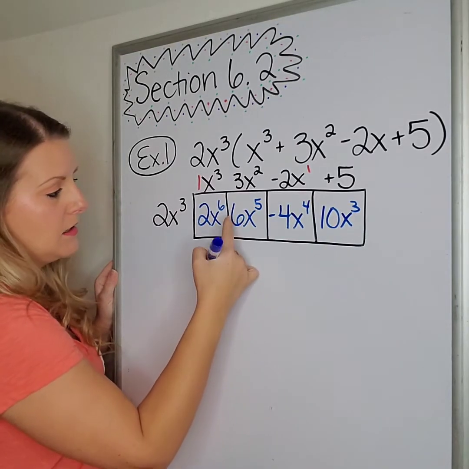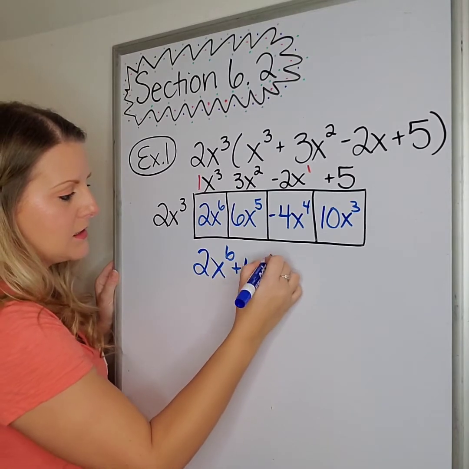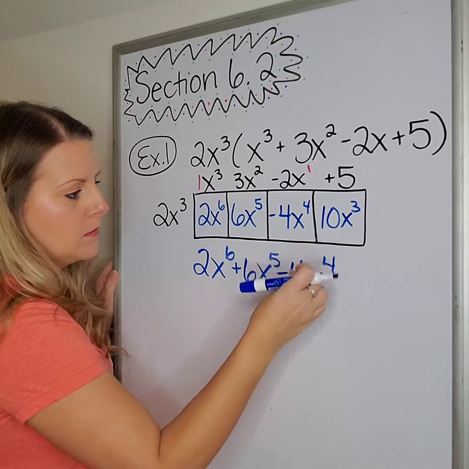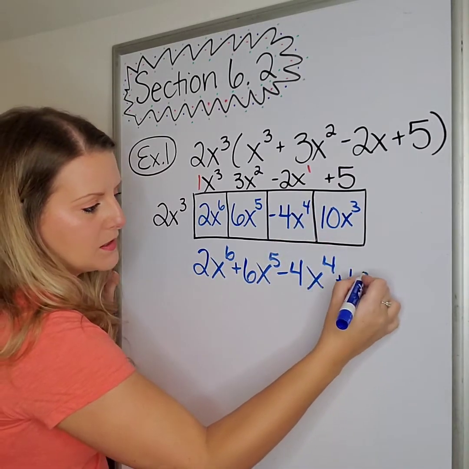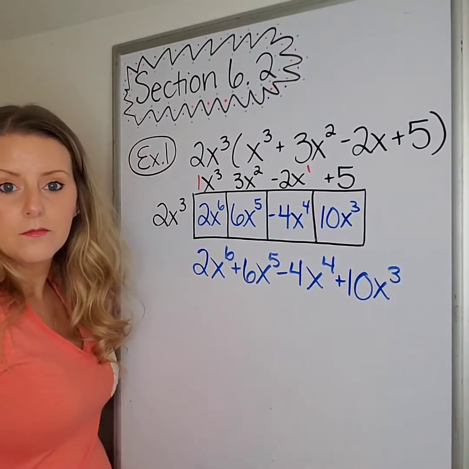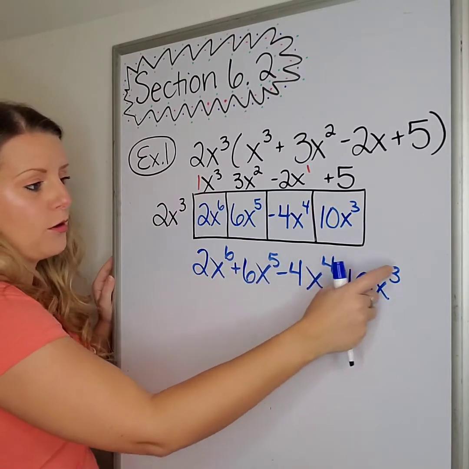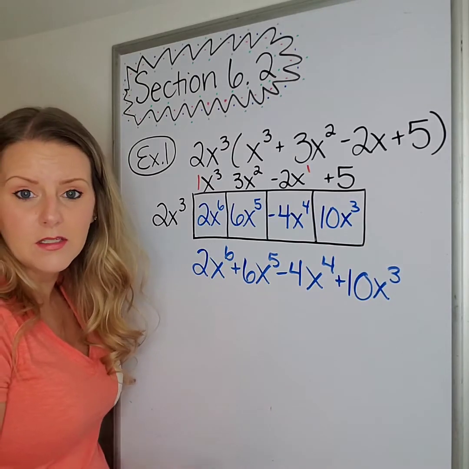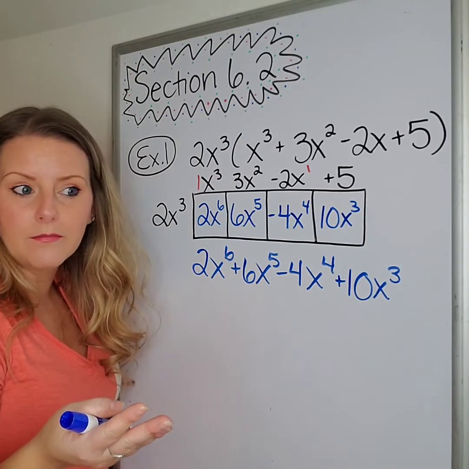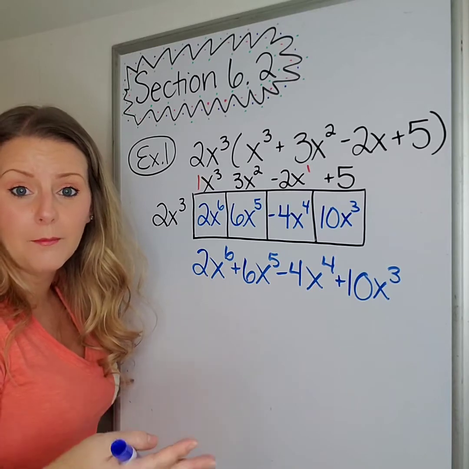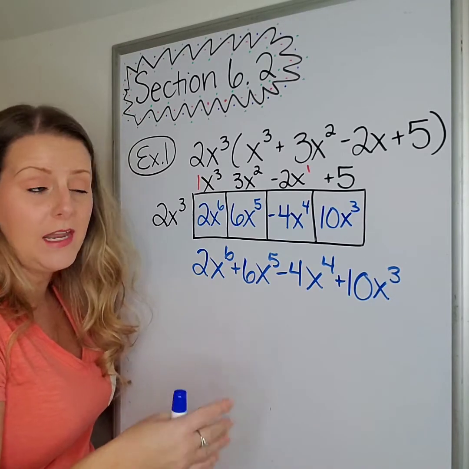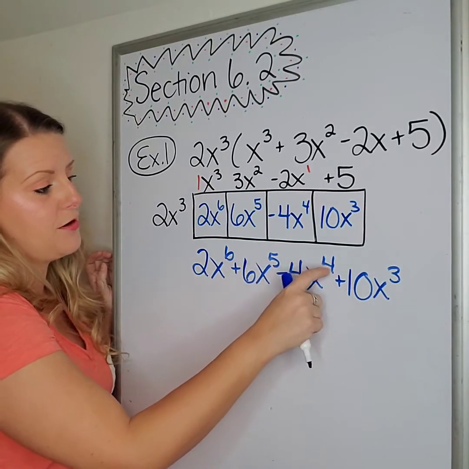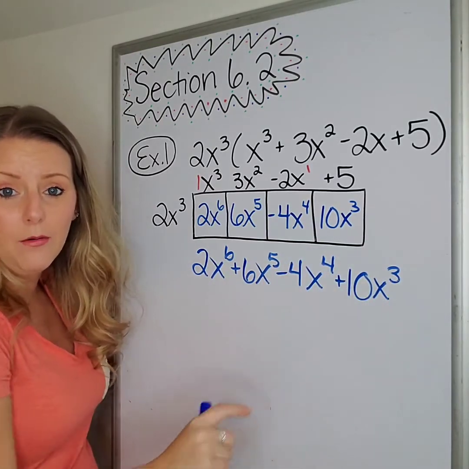And so now this is your answer in blue, and you can rewrite it if you'd like. 2x to the 6th, plus 6x to the 5th, minus 4x to the 4th, and plus 10x to the 3rd. And notice it goes 6, 5, 4, 3. It should always go down in degrees. So that's called the degree. Kind of like first degree murder, or if you had a third degree burn on your skin. That's what we're talking about. We're talking about 6th degree, 5th degree, 4th, 3rd. Okay, so it's going down always.